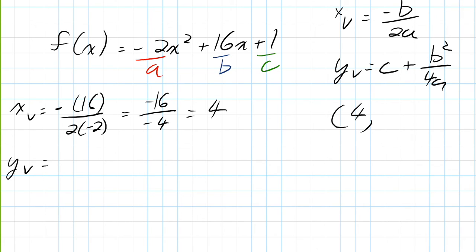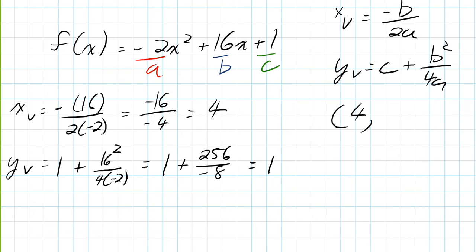Y value of the vertex should be C, which is 1, again, plus B, which is 16 squared over 4 times -2. 1 plus 16 squared, I don't know. Hey, Google, what's 16 squared? 16 squared is 256. Okay. And 4 times -2 is -8. This becomes 1. Hey, Google, what's 256 divided by 8? The answer is 32. Okay. This should say plus -32. It's -32 because it's a positive divided by a negative, which ends up being just like 1 subtract 32.